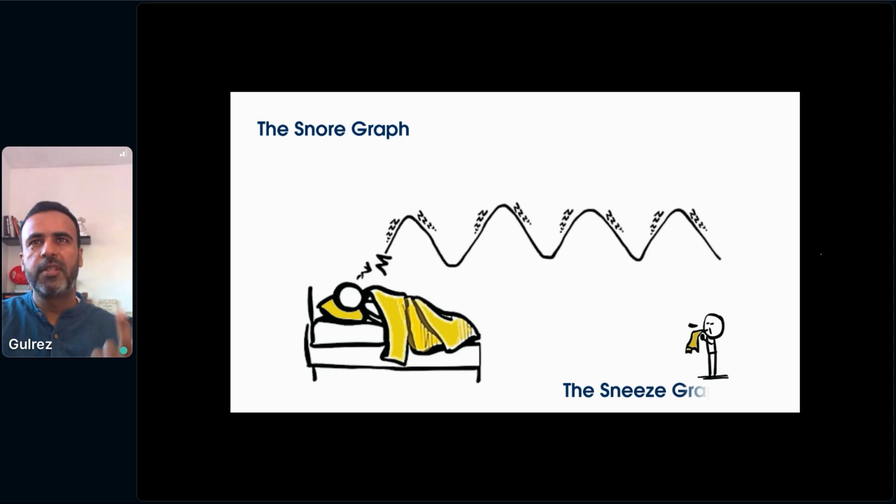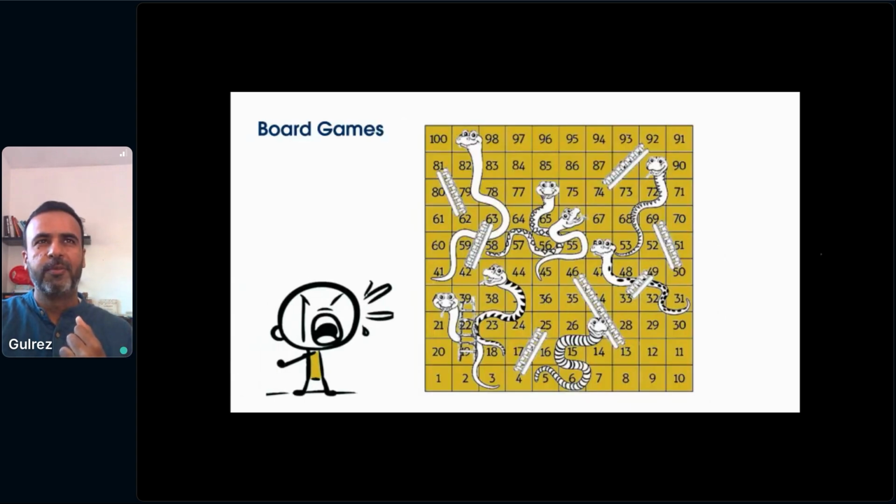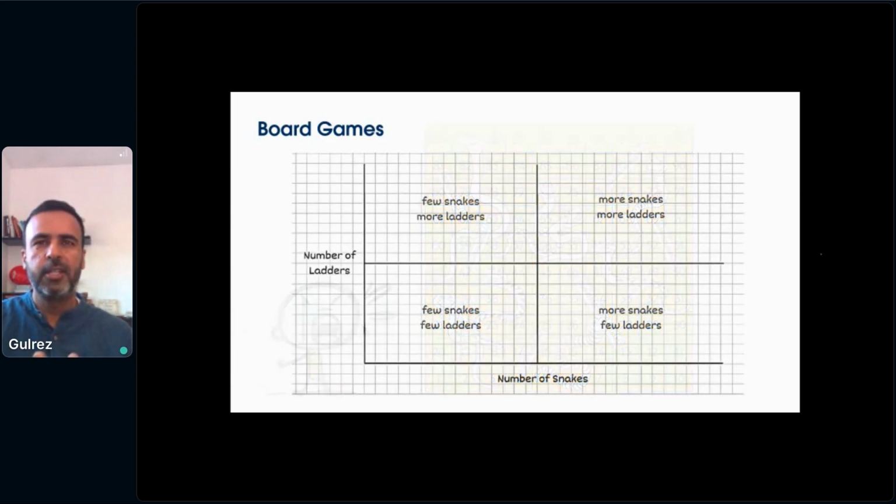Board games. This is another chapter from the book where my kids are playing snakes and ladders. My son was very disappointed. He said, "I don't like this game because there are more snakes than ladders, so I always lose." So we used the data from this board game and counted the number of snakes and ladders each person gets. Now, when I think of my day job, I do these things in my day job.